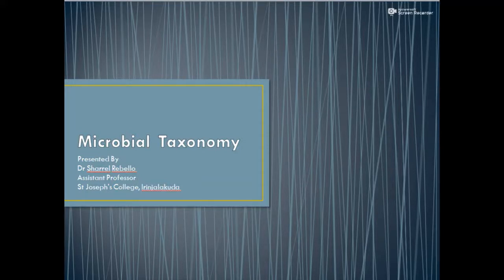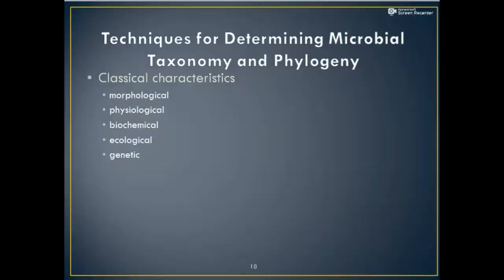Taxonomy. In the previous class you came across the different concepts of taxonomy, which mainly consists of classification, nomenclature as well as identification. We also came across the different types of classification systems and the levels of different classifications, or the taxons, which we use in taxonomy. Now, today we're going to look at the techniques we use for determining microbial taxonomy and phylogeny.